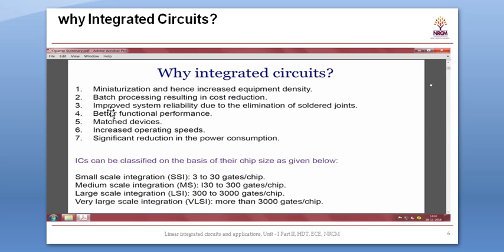Improved system reliability due to the elimination of soldered joints. So the system reliability is improved. Better functional performance, matched devices, increased operating speeds, and significant reduction in the power consumption. So that's why we are going for the integrated circuit. These are the advantages you can call, or the reasons to use the integrated circuits.